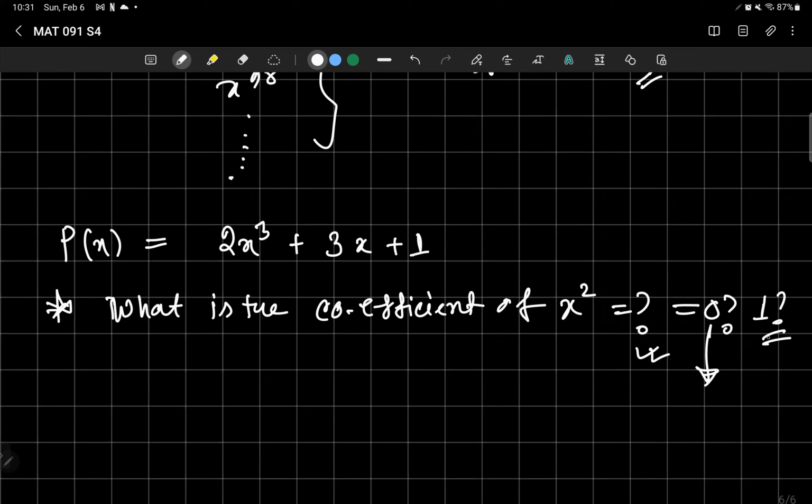So someone said 0 and someone said 1. Can you guys explain why it should be 0 or why it should be 1?